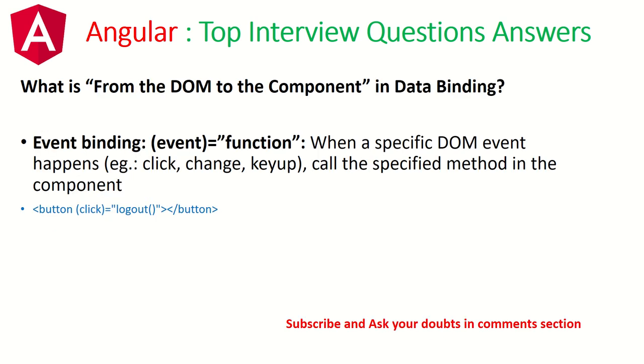What is DOM to component data binding? This is basically event binding. In the previous question, we saw interpolation and property binding. This is event binding, where we are binding an event to the component. In the example here, we are putting a button and we are attaching a click event to it. Click equal to logout. There is a logout function defined in our component, and we are calling it from the template. This is called event binding.